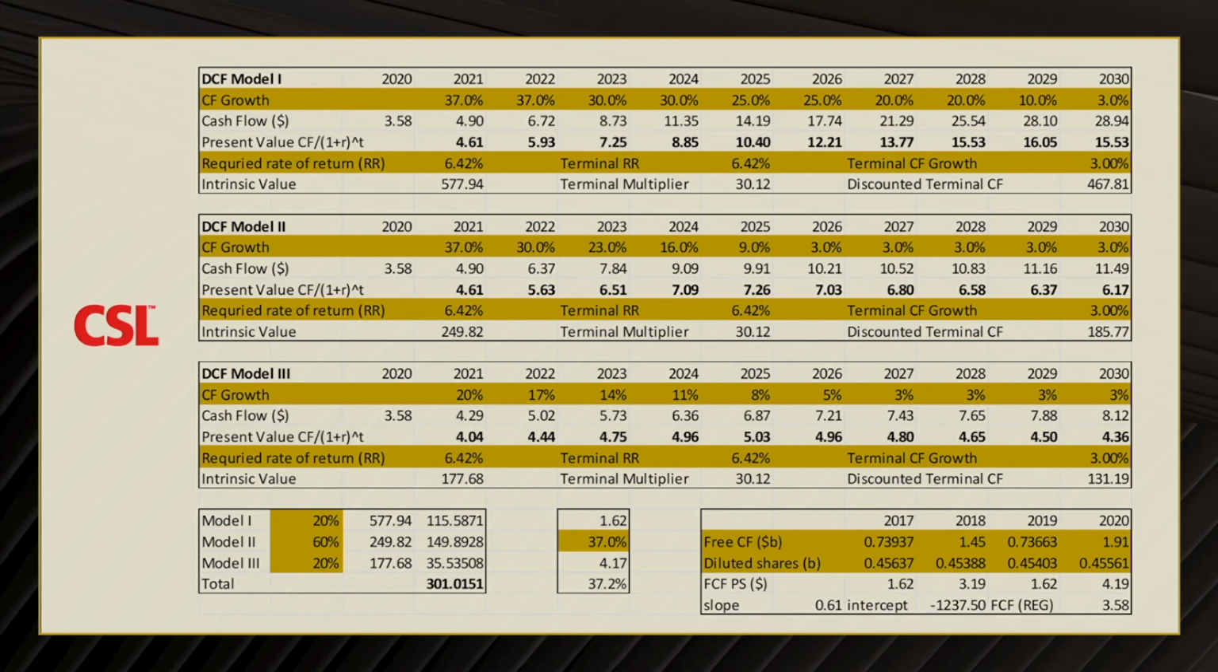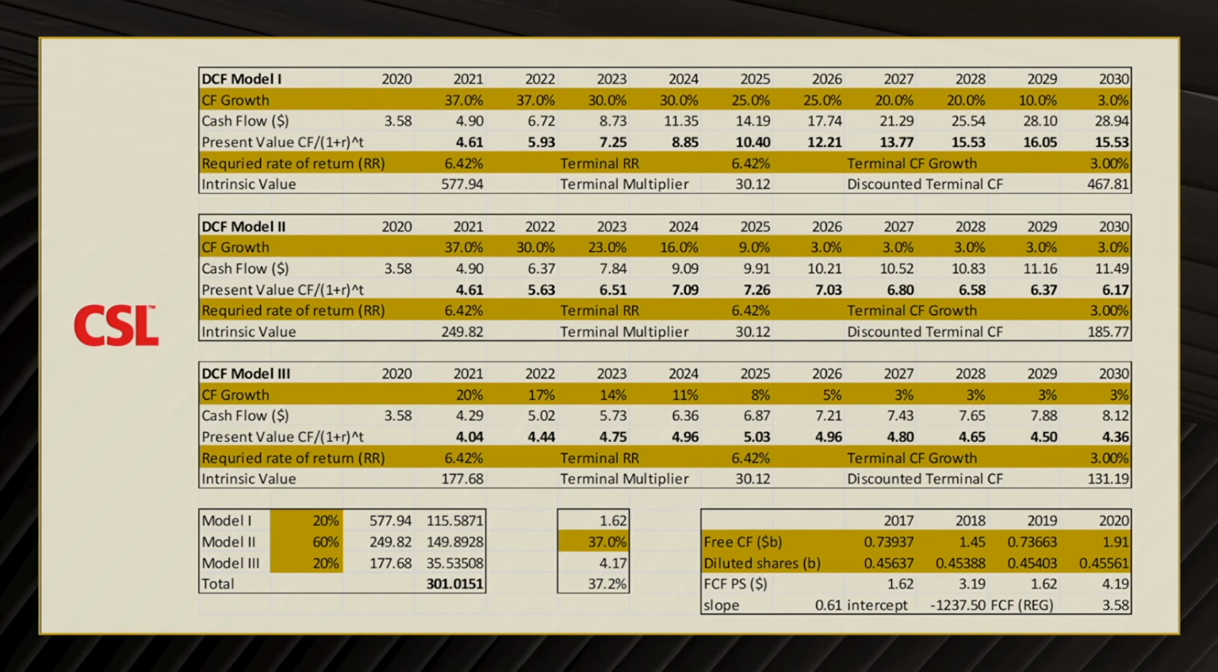For the first two scenarios, I use that the free cash flows grow very rapidly. In fact, if we look at the numbers, we have free cash flow going from $1.62 per share to $4.19 per share over the last 4 years. That is a growth of about 37% per year. So in both of the first two scenarios, the growth rate starts at 37% per year, but slows down in two different ways. Finally, in the last scenario, the growth rate of the free cash flows is initially only 20% and then slows down very rapidly.